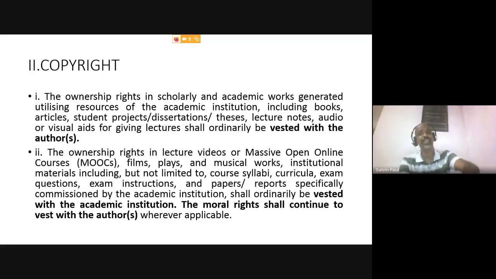In the case of copyright, this is a very complex issue. Authorship is given to the particular contributor or the writer or the student, etc., especially with authors in terms of project, dissertation, etc. But if you have any kind of MOOC or films, plays, or musical works, or institutional materials, etc., the exclusive right belongs to the academic institution. But the moral right, this is a very complex issue. The ownership and any kind of transfer of rights is completely vested with the academic institution. But any kind of moral issues like plagiarism or any kind of dispute, etc., will be on the others.